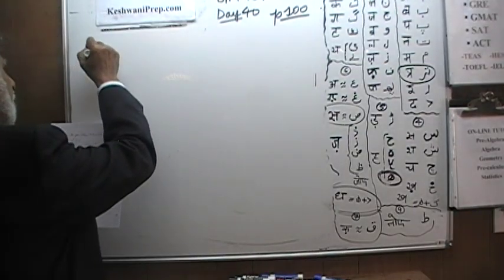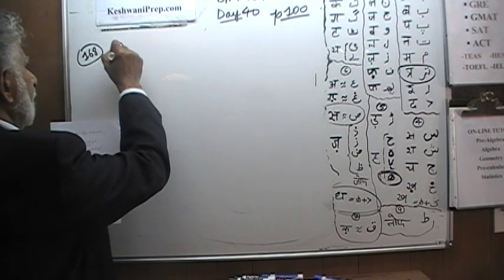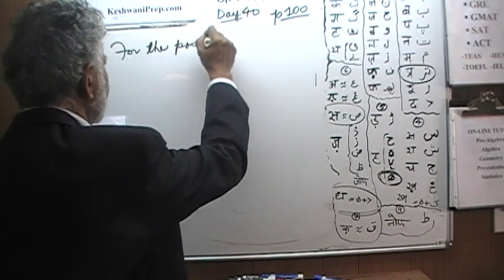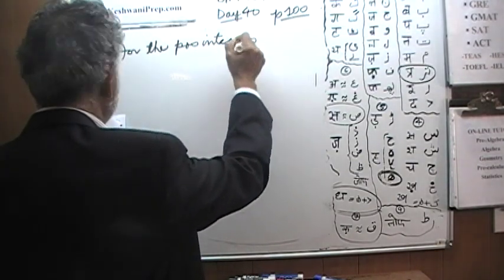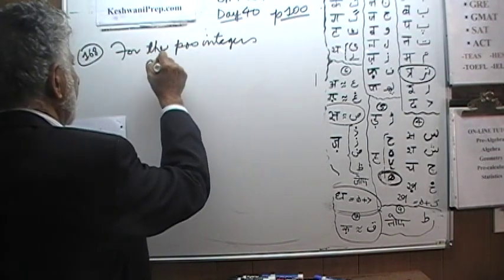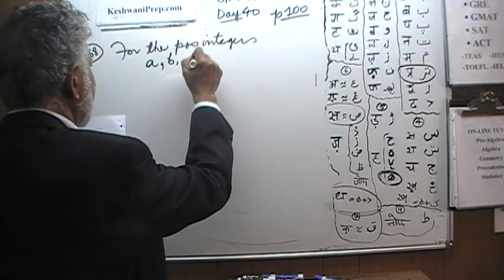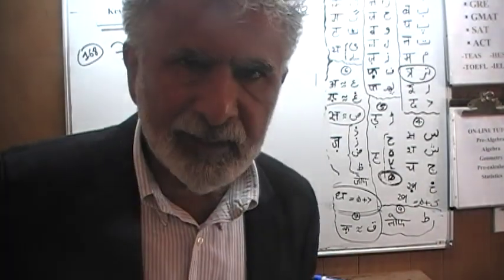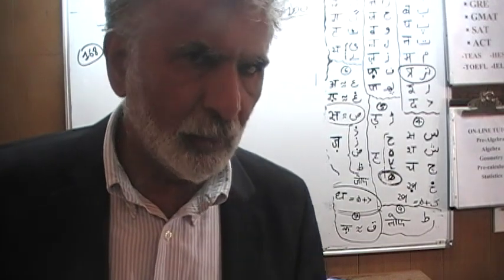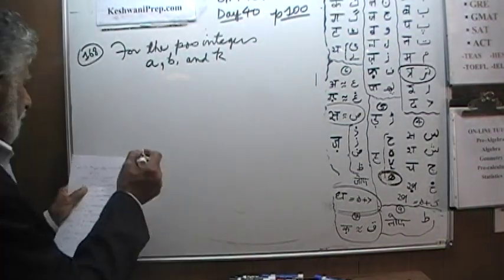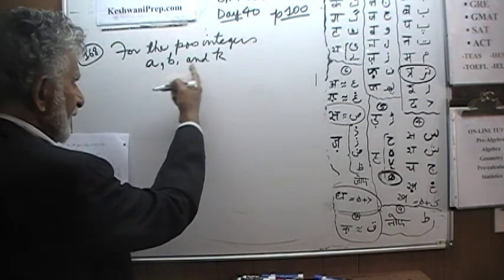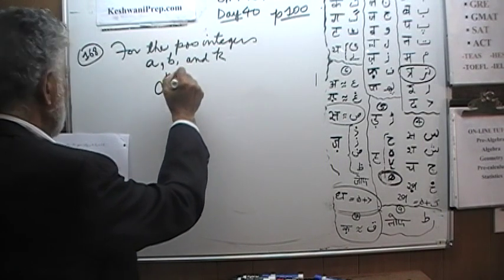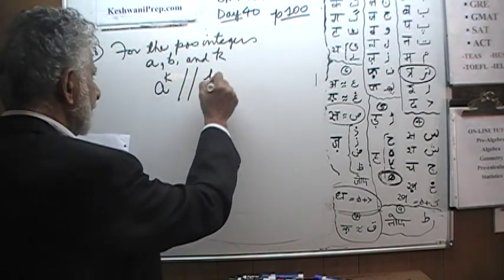Number 168. It says, for the positive integers a, b, and k, we're going to see three values a, b, and k, and we are told they are all integers, they are all whole numbers, and they are positive. It says that for these three positive integers, if we see a symbol like this, a raised to k, and then a parallel line, and b, this is what they give us.